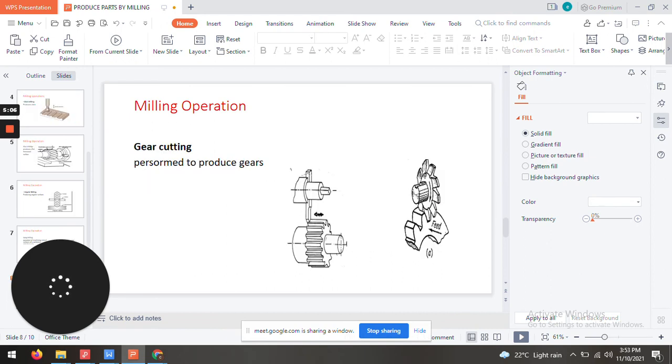Next, we have gear cutting. In gear cutting, this is performed to produce gears. The gears, as you can see, can be produced by either a flat cutter or a plane cutter, and also it can be produced by a special cutter as introduced in the farthest side, right hand side.